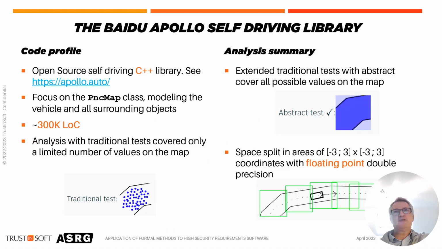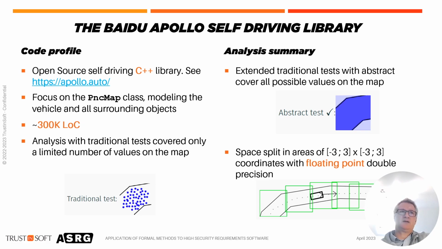So now let's move to industrial examples, and let's take the example of the Baidu Apollo self-driving library. It's an example coming from the automotive. Baidu is a vendor in China that has developed a self-driving library, on top of which you can develop self-driving applications. It's a library that's written in C++.